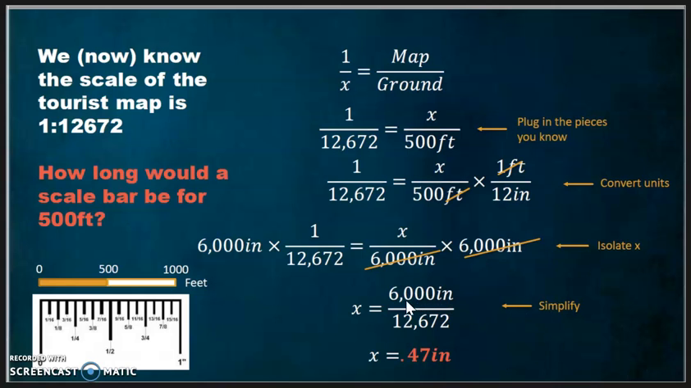We want to isolate x, and then we want to simplify. And so when you're simplifying, you're going to divide 6,000 by 12,672, which gives you 0.47 inches. So we know that 0.47 inches on the map is going to equal 500 feet on the ground.